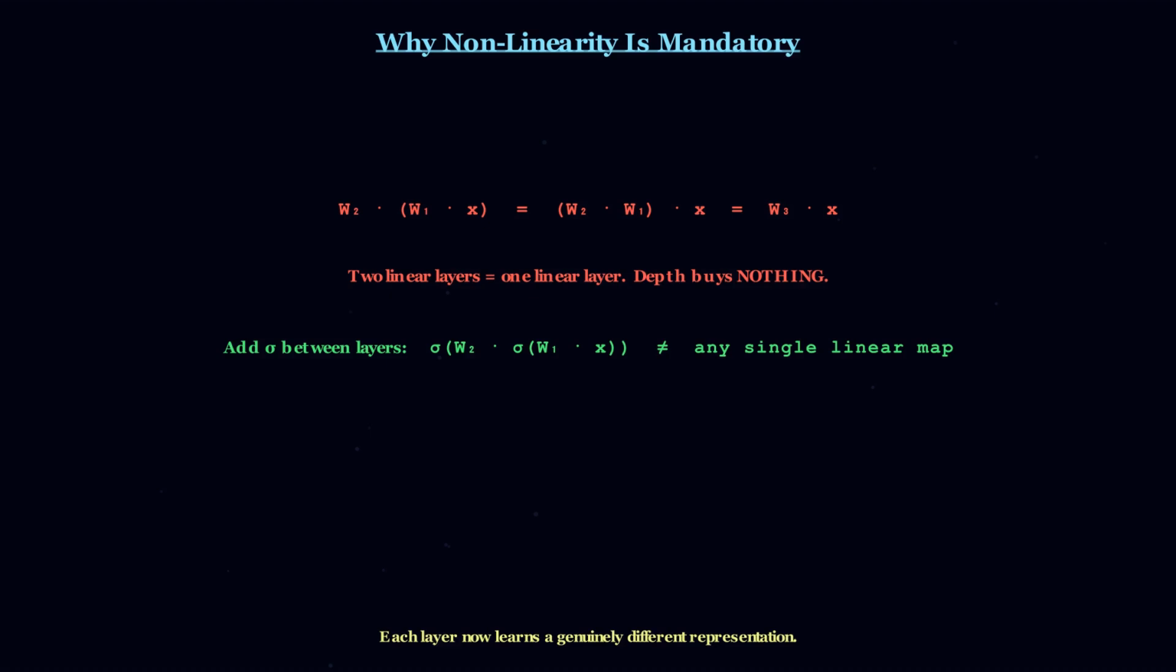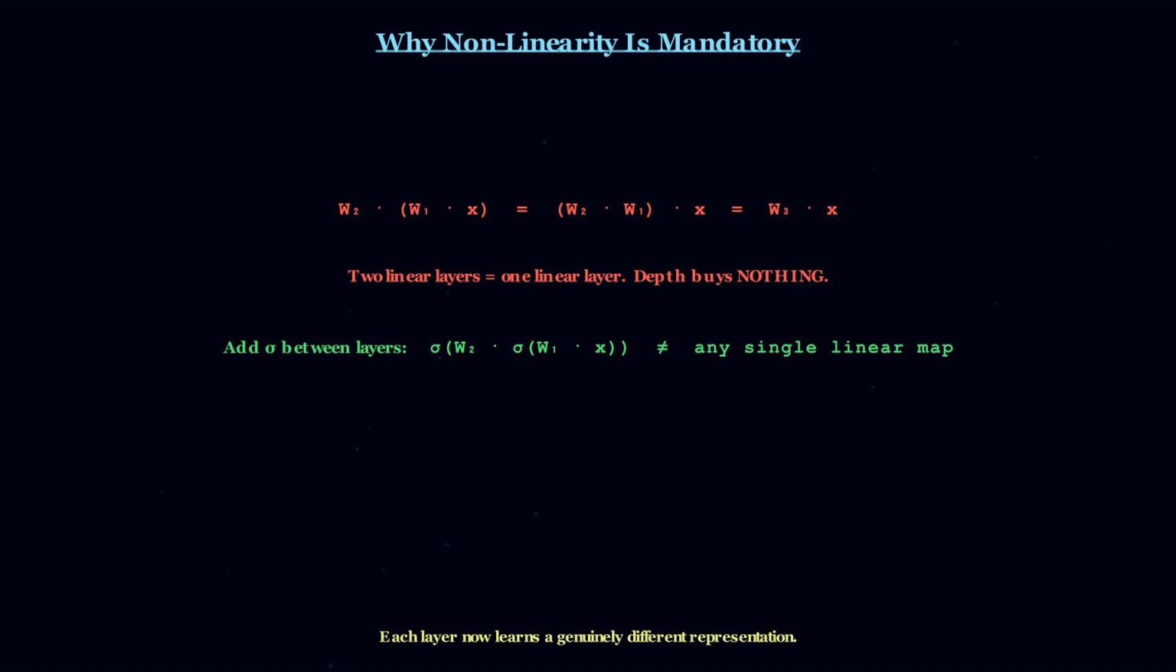Add a nonlinear activation between layers, and the math changes completely. The composition is no longer linear. Each layer can learn a genuinely different representation of the data. This is why deep networks are powerful, not because of depth alone, but because nonlinear activations between layers let depth create increasingly abstract representations. Every activation function we cover today is a different answer to the same question. What nonlinearity should sit between layers?